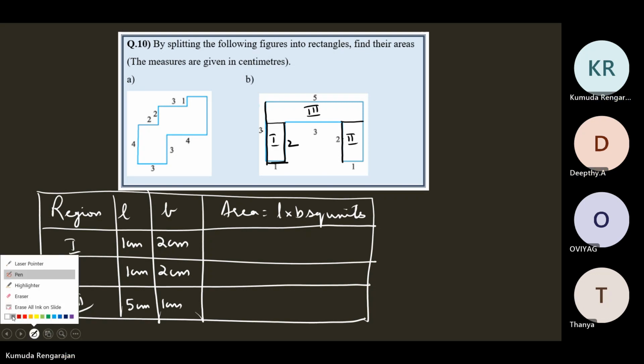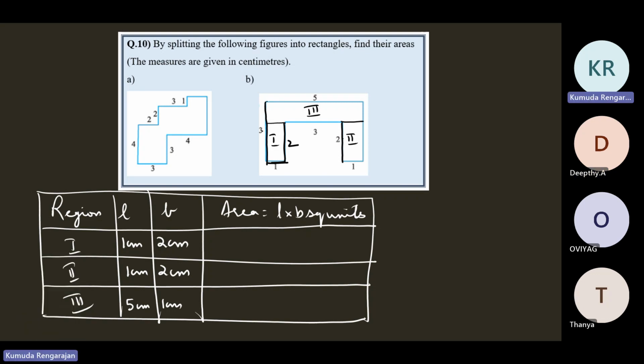Because this is rectangle 3. Let me go around the perimeter of rectangle 3. And the length is directly given here, 5 centimeters. Now we need to find this breadth. This one we know is 2 centimeters, because opposite sides are equal.